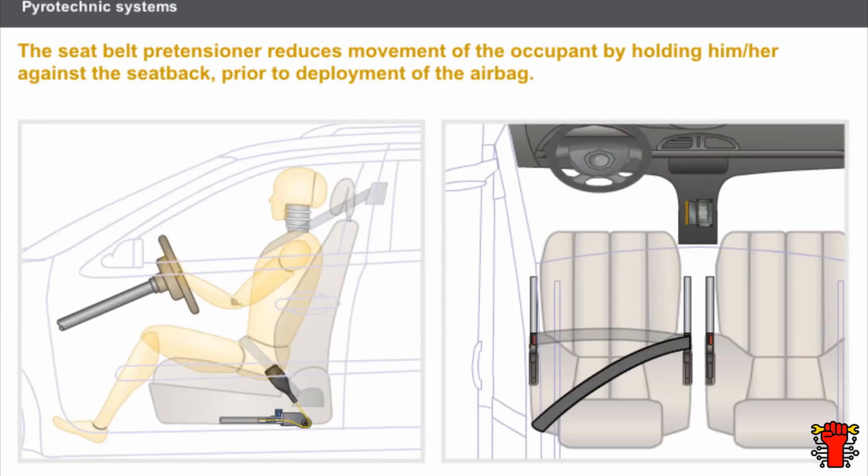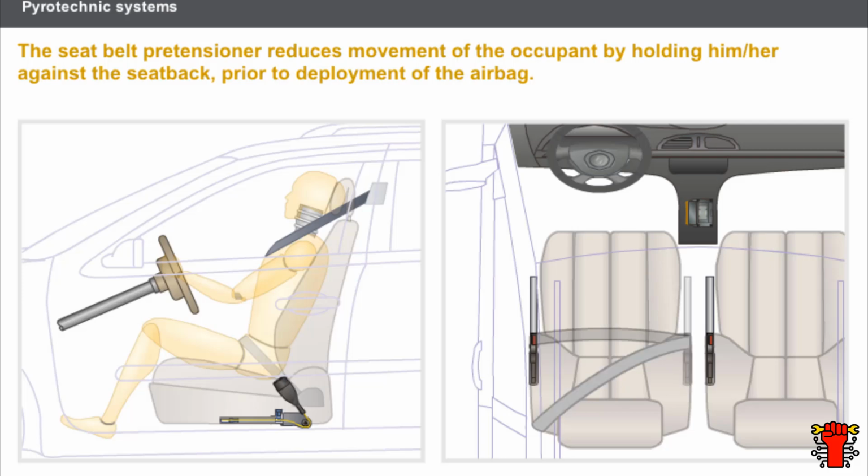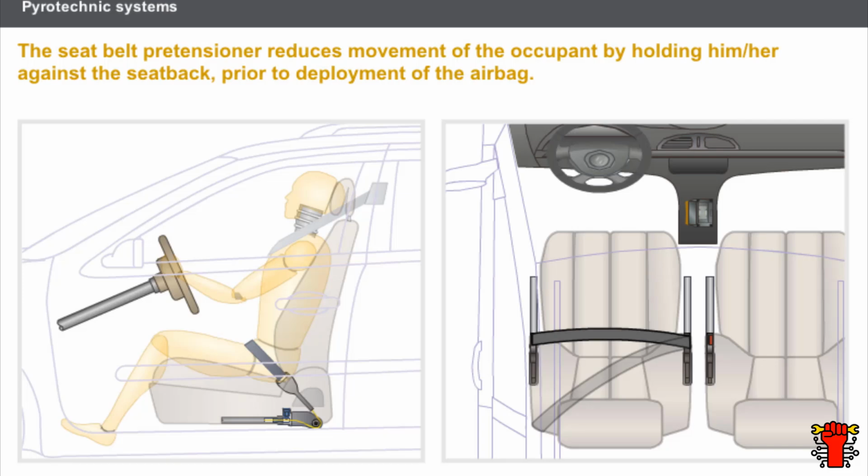The seatbelt pretensioner reduces movement of the occupant by holding him or her against the seatback prior to deployment of the airbag. The lap pretensioner limits any sliding by holding the occupant against the seat base. The pretensioners are controlled by the airbag computer depending on the severity of the impact.